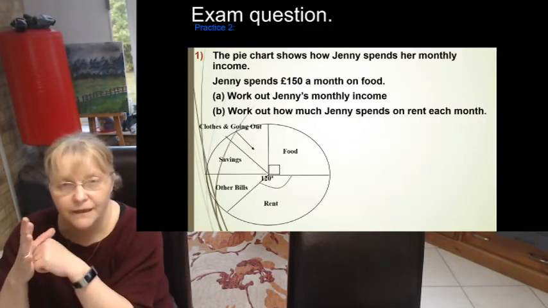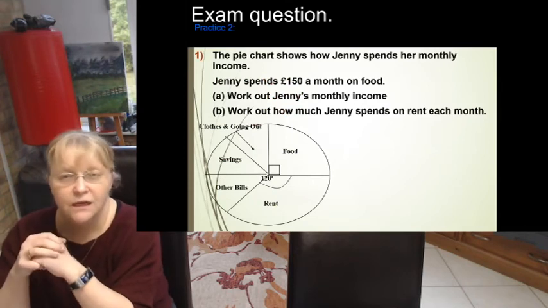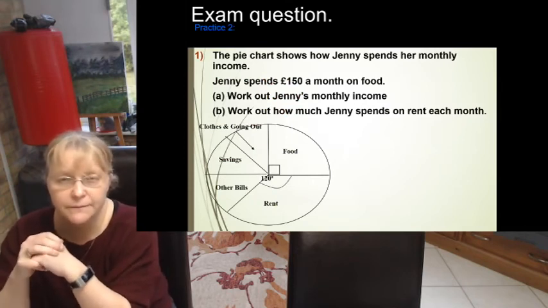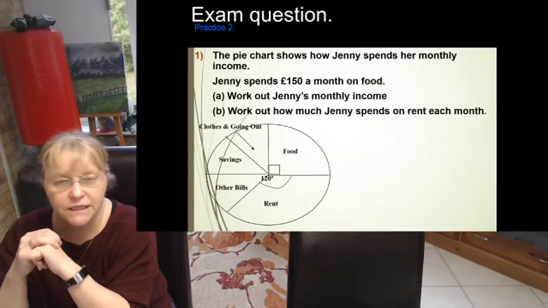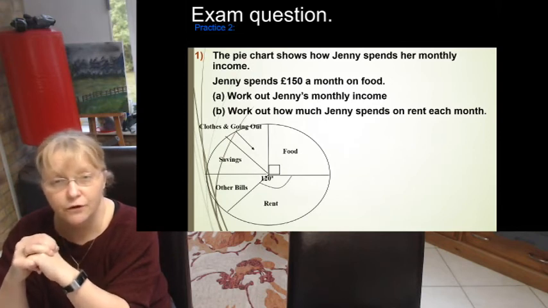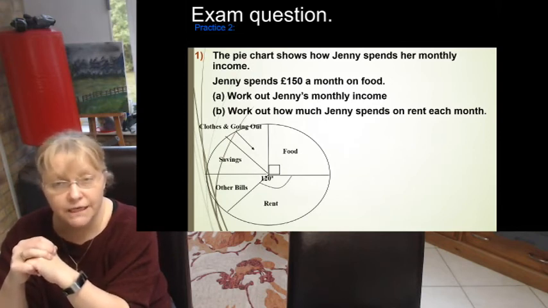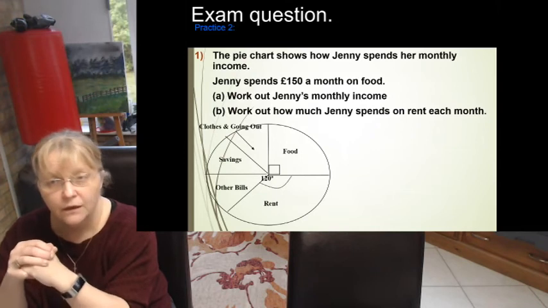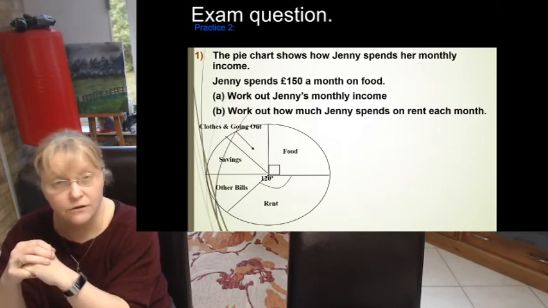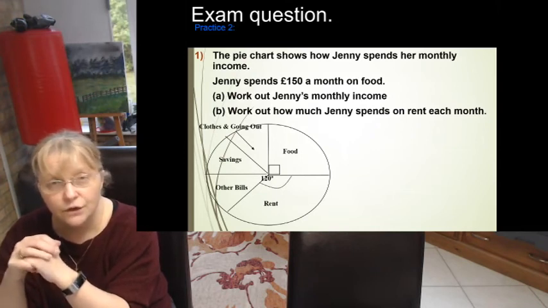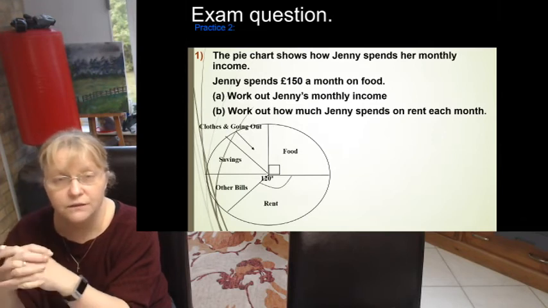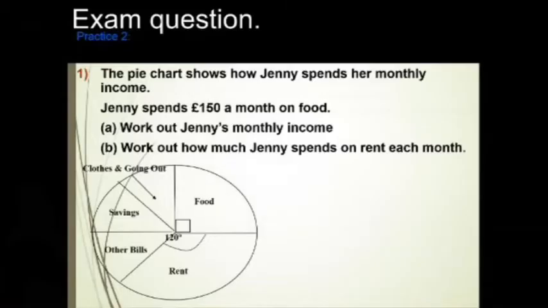So here was an exam question that I found. The pie chart shows how Jenny spends her monthly income. Jenny spends £150 a month on food. Work out Jenny's monthly income and work out how much Jenny spends on rent. So pause, have a go at these questions, then come back to me.